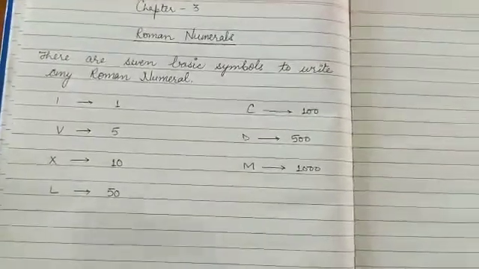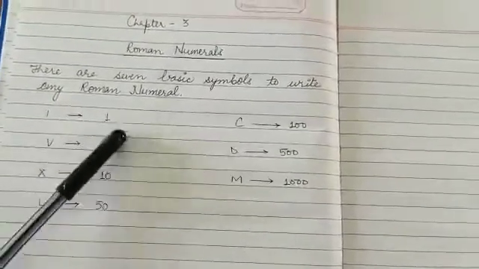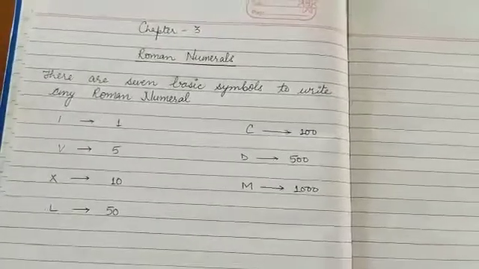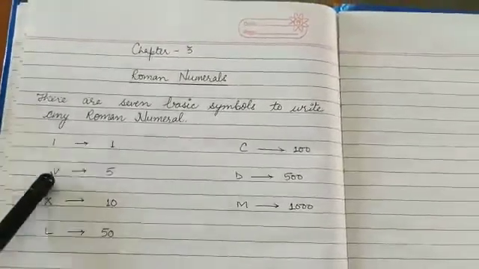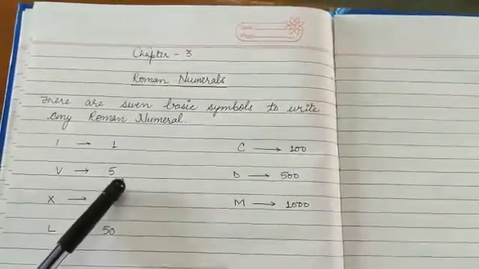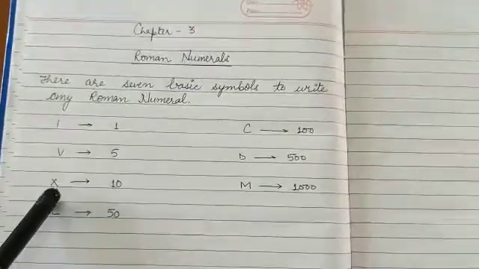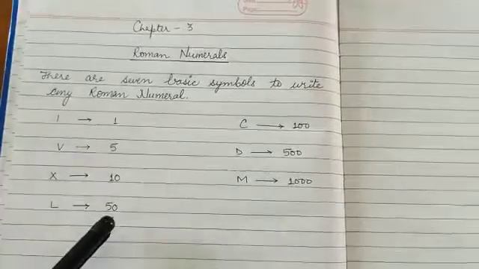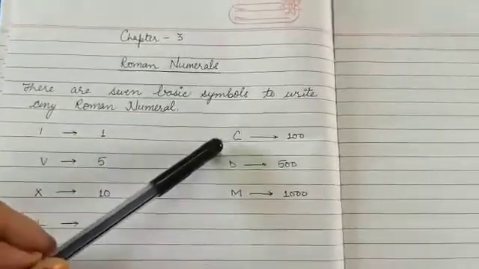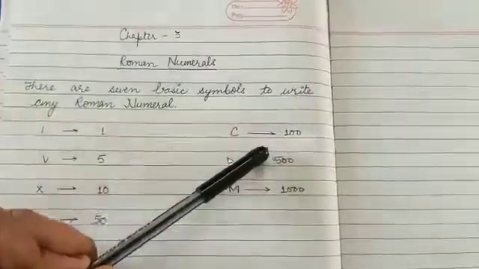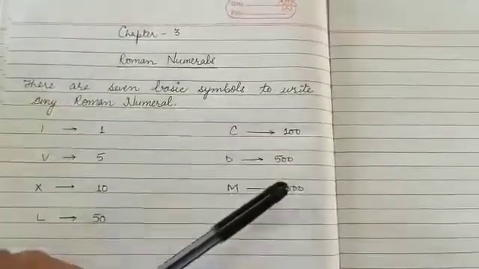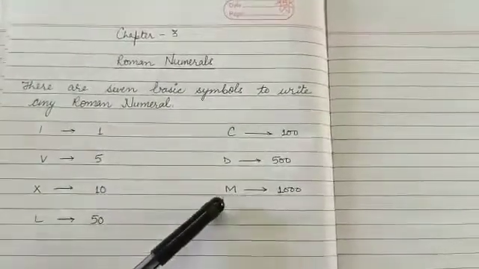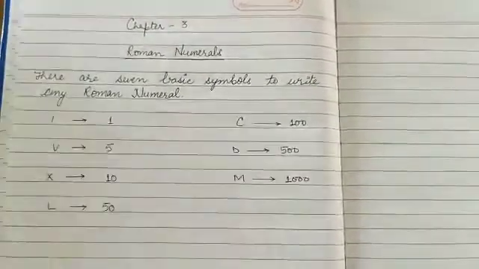The first symbol is I, representing 1. The second symbol is alphabet V, which represents number 5, alphabet X representing 10, alphabet L representing 50, alphabet C representing 100, alphabet D representing 500, alphabet M representing 1000.